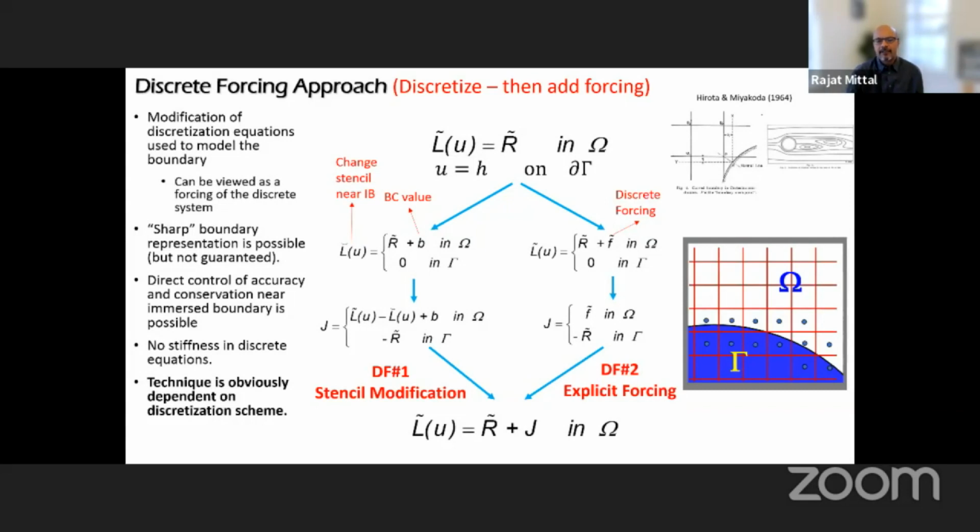And I'll show you some of the results, because we use this discrete forcing approach. In fact, we use what is called the DF1 approach, which is the stencil modification approach. And this allows us to obtain a sharp representation of the immersed boundary. Again, I would credit Hirota and Miyakoda, who actually applied this approach back in 1964. So this is not a brand new idea. This idea goes back almost 50 years.